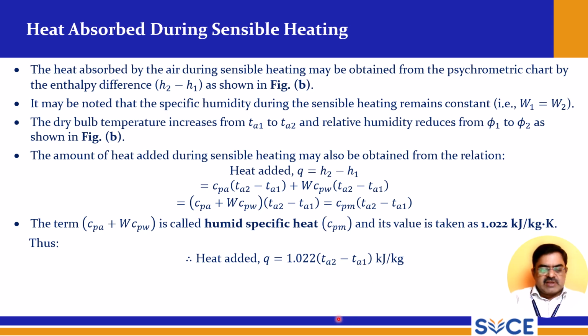So thus the heat required Q is equal to 1.022 (TA2 minus TA1), that is in terms of kilojoules per kg. So please remember this equation. It will be very useful while solving the problems.